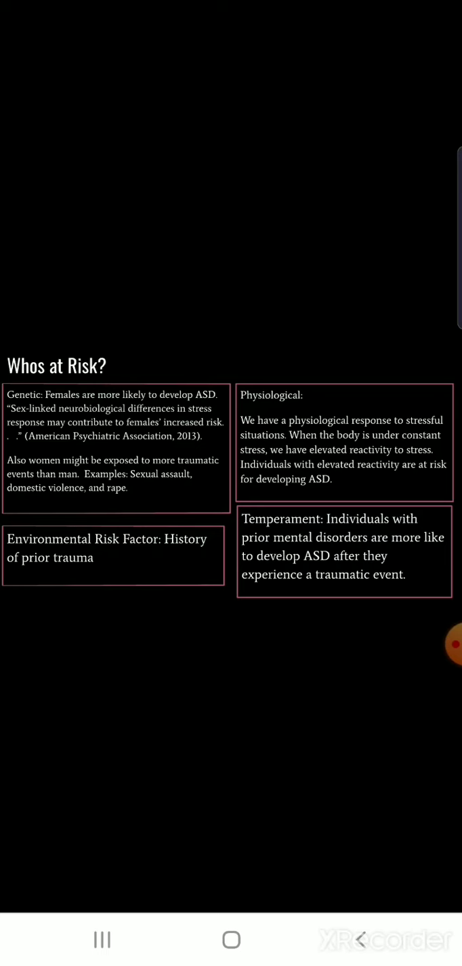Who's at risk? Females are more likely to develop acute stress disorder. Sex-linked neurobiological differences in stress response may contribute to females' increased risk. Also, women might be exposed to more traumatic events than men, for example, sexual assault, domestic violence, and rape. Individuals with a history of prior trauma are also at risk.